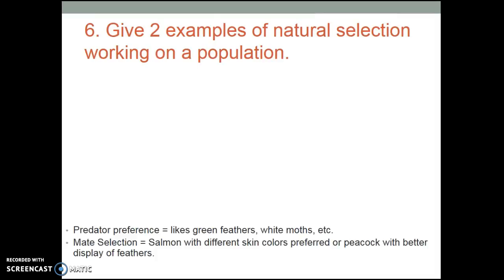Two examples of natural selection working on a population. Things like predator preference. Predators maybe like those green feathers, so they're going to go after those green feathers so much better than if they were red or blue. The peppered moths: the black ones were able to blend into that environment while the predator was eating the white moths. Mate selection is another one. Different color skins on salmon are going to be preferred. Better display of feathers on those peacocks is going to be preferred as well. Bright colors.